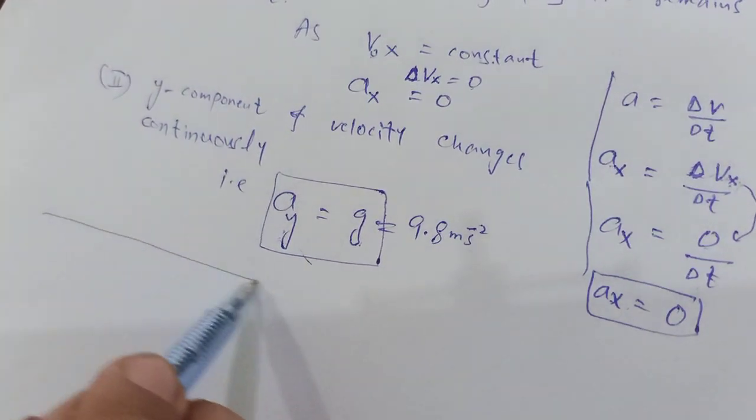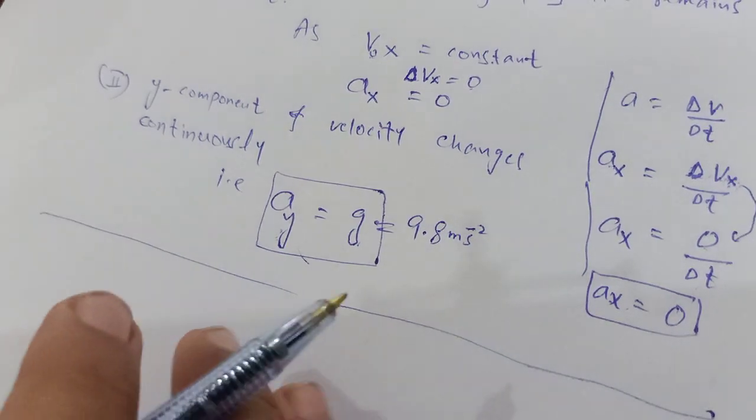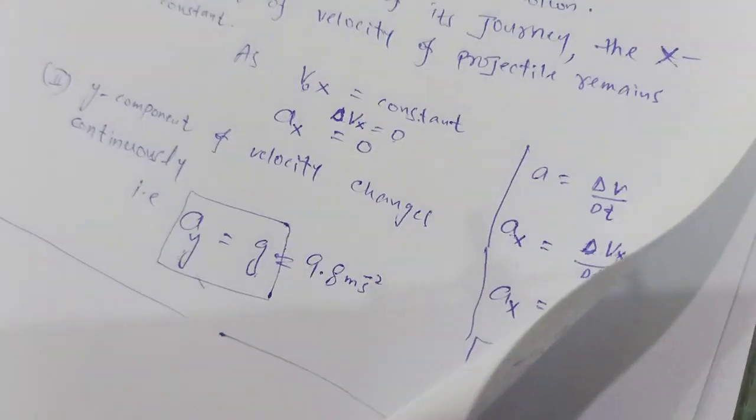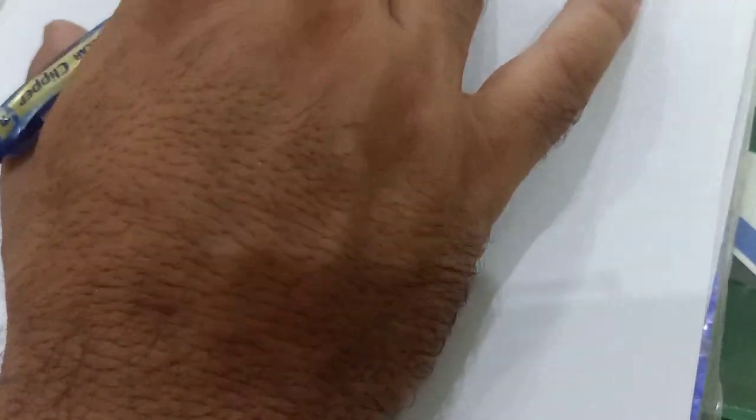Now we will study some terms related to projectile motion, also called parameters. The first one is the magnitude of instantaneous velocity.